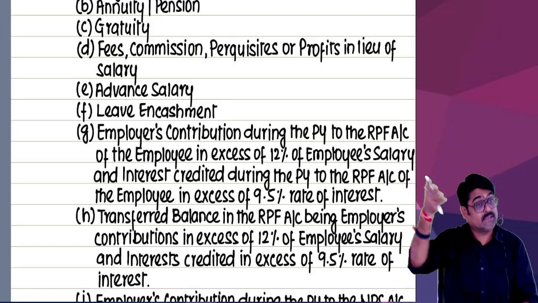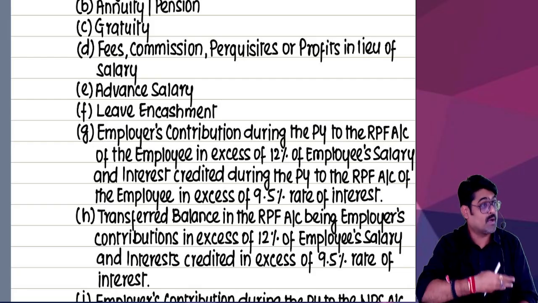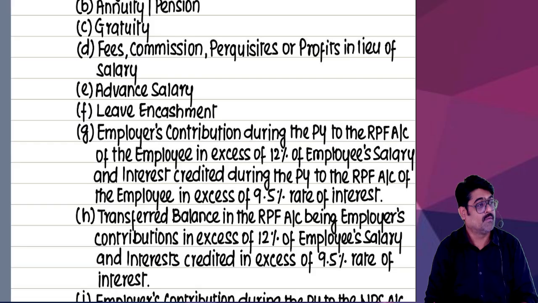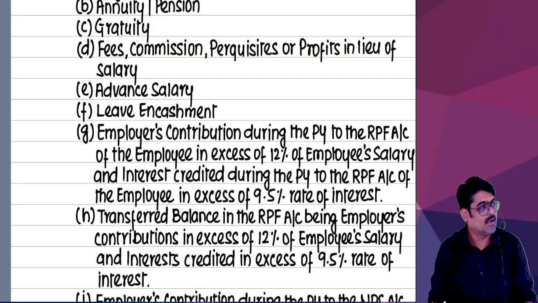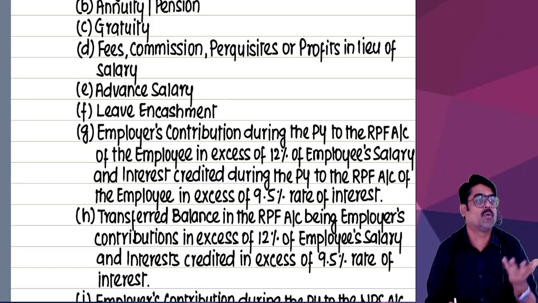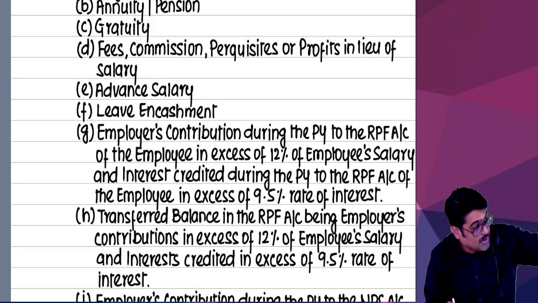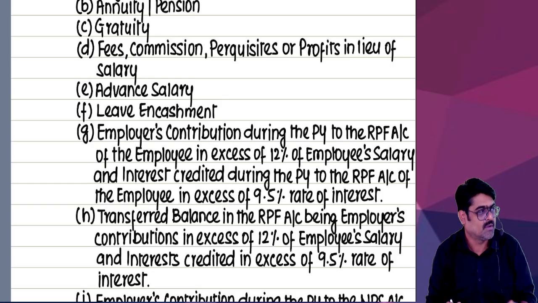so a function is happening in the organization. Best employee award is given to you. Will you get only flowers? Will you get only a shawl? Or you will get some amount also? That amount which I am giving you as an award is what? I should have given this amount as salary. But in lieu of salary, this amount is given as what? Award. This is profit in lieu of salary.